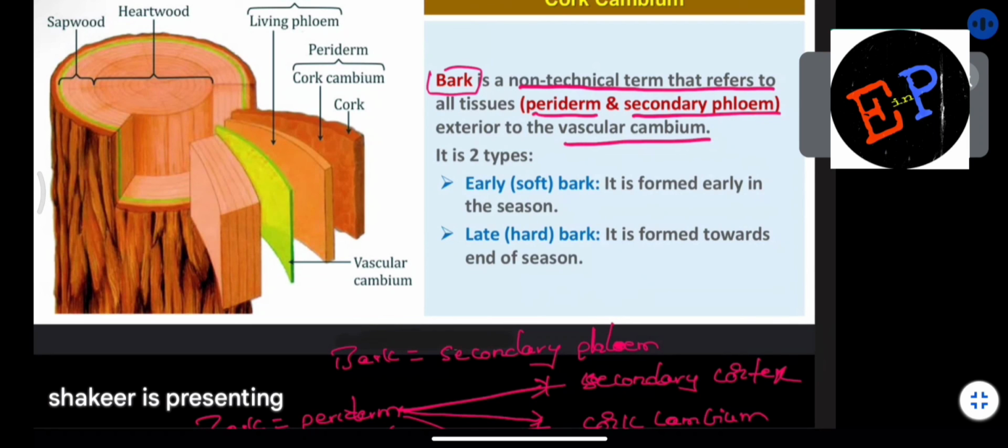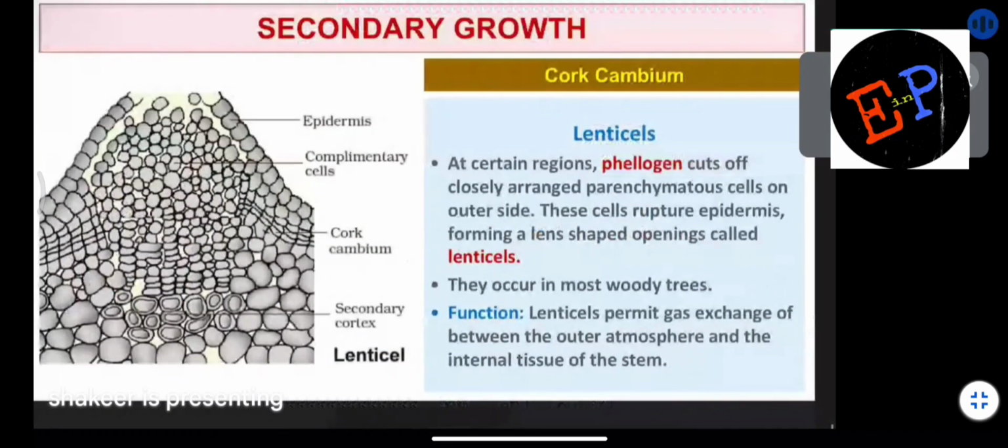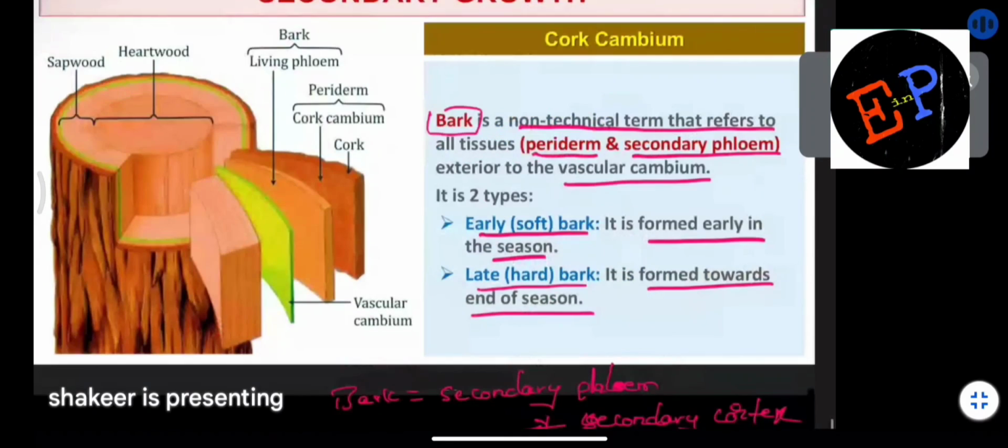It is of two types: early bark and late bark. Early bark means it is formed early in the season. Late bark means what? It is formed towards the end of the season. So bark also you can divide into two types. Clear, Nama? Early bark, late bark. Early bark is soft, late bark is hard. That's you have to learn by heart. Clear, Nama? Okay, we will stop up to here, ma.